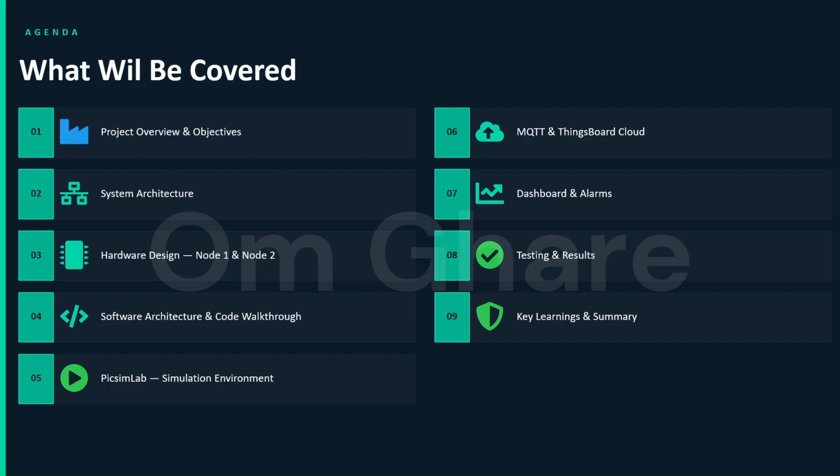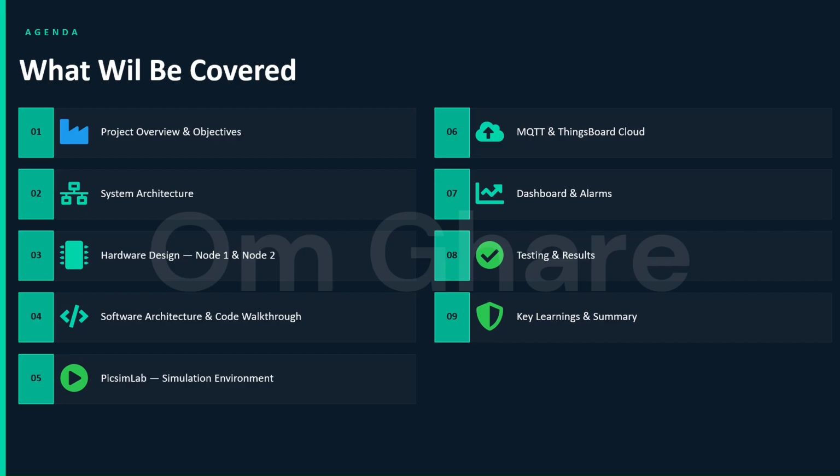Now, the agenda. In this presentation, I will cover the project step by step. First, I will explain the project objective and then the industrial problems it addressed. Then I will be explaining the system architecture and how the edge devices communicate with the cloud. After that, the explanation of hardware design of both the nodes. Then I will explain the software architecture and the code structure.